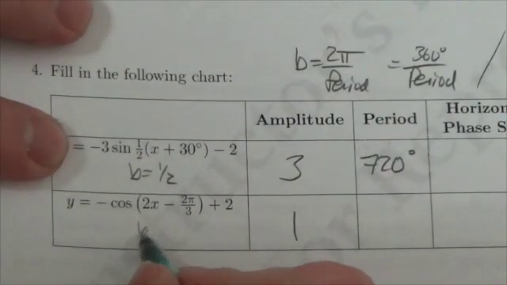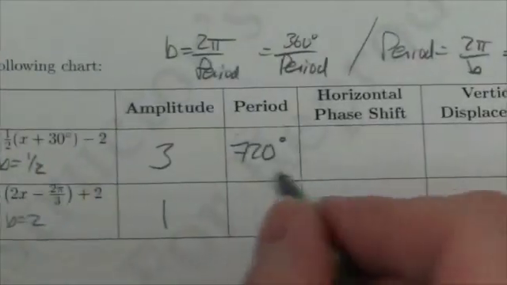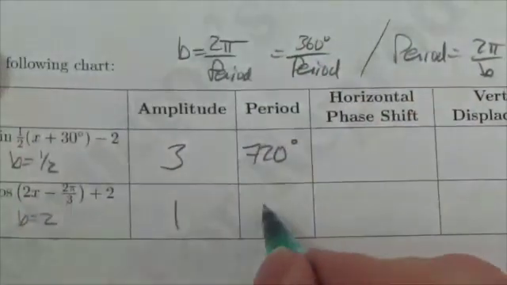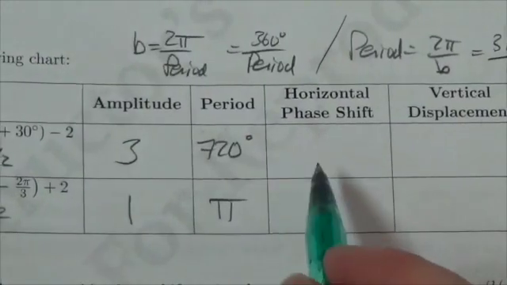Over here, the B value is 2, and I can see that I'm in radians in this case. So this is going to end up being 2 pi divided by 2. And again, I'll erase that and just simplify it. The answer is pi.